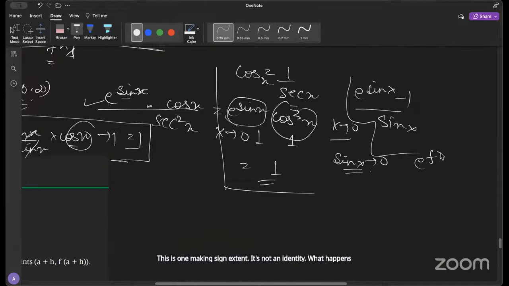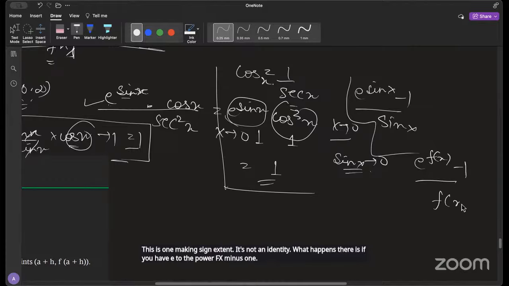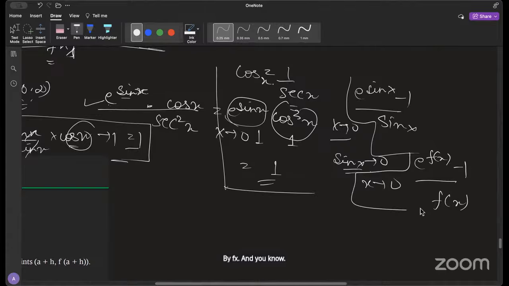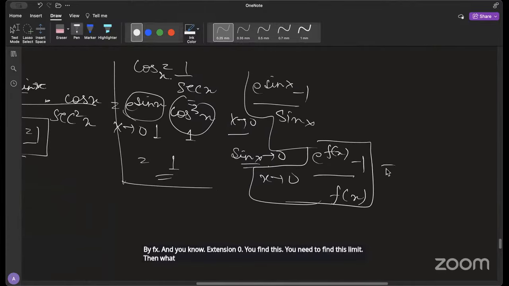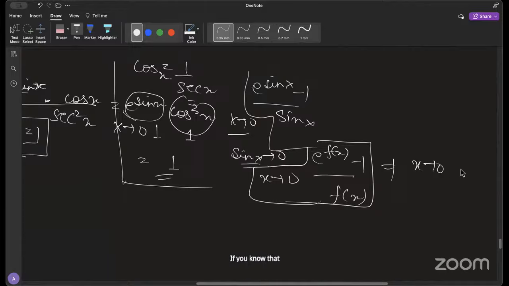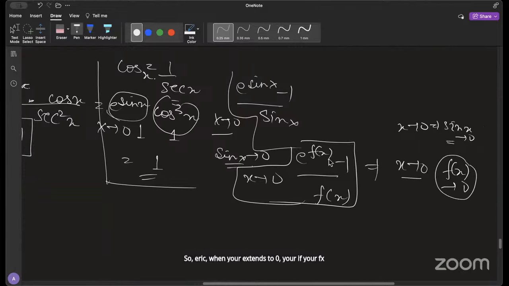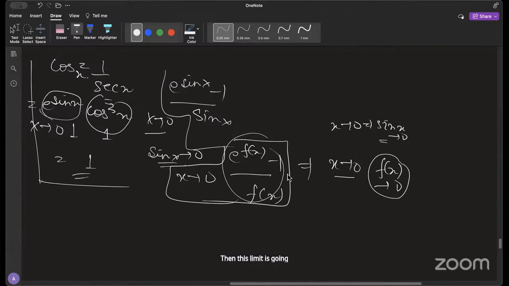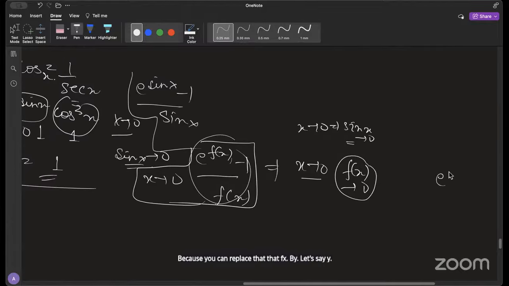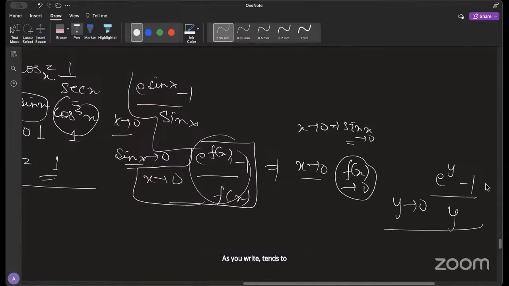What happens here is, if you have e to the power fx minus 1 by fx, and x tends to 0, you need to find this limit. If you know that as x tends to 0, fx also tends to 0, like sin x also tends to 0, then this limit is going to be 1 only. Because you can replace that fx by, let's say, y. So you can do e to the power y minus 1 by y as y tends to 0, right?